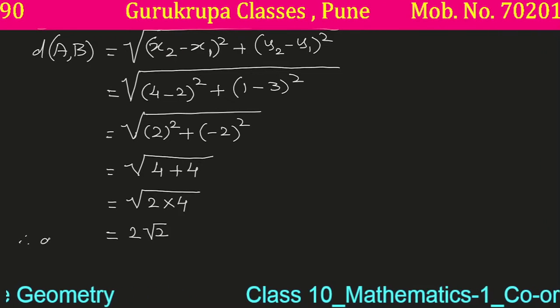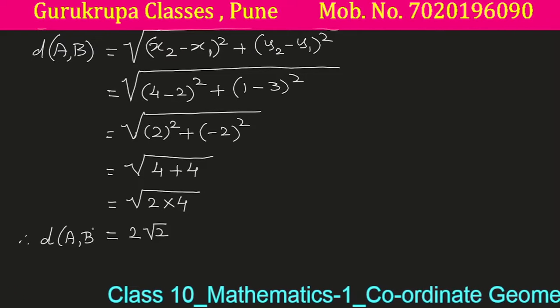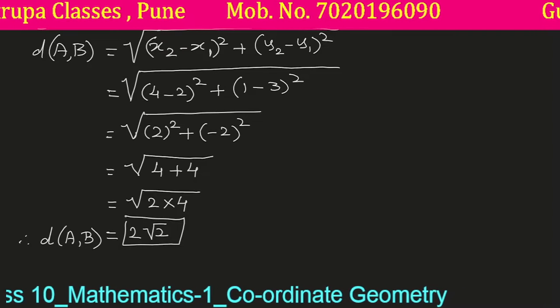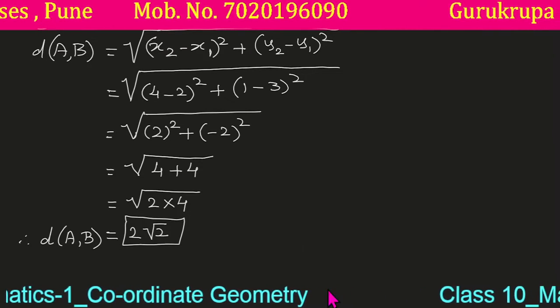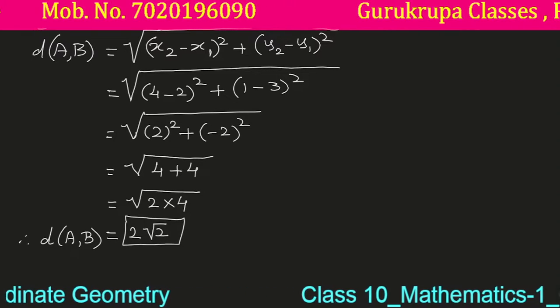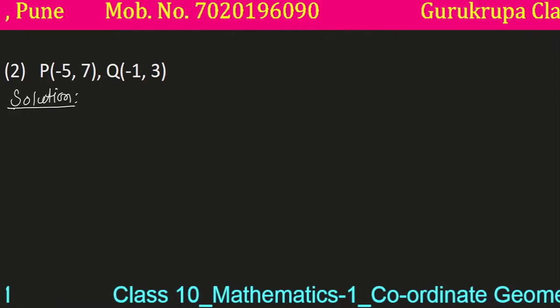So therefore distance between point A and point B is 2 root 2. Any question, any queries? Yes sir, no sir? No, sir. So this is our first sum. Please write down all these steps clearly.